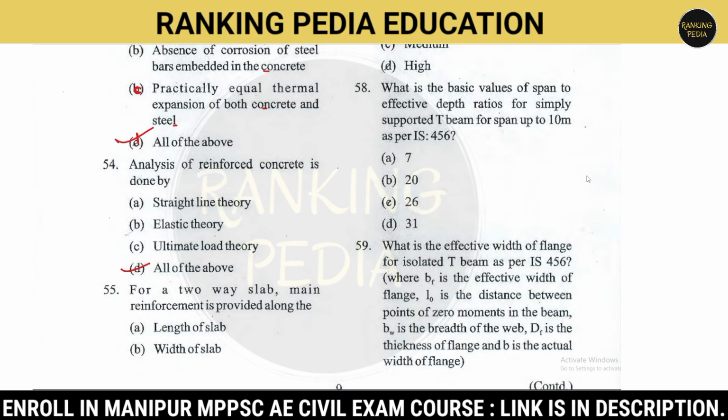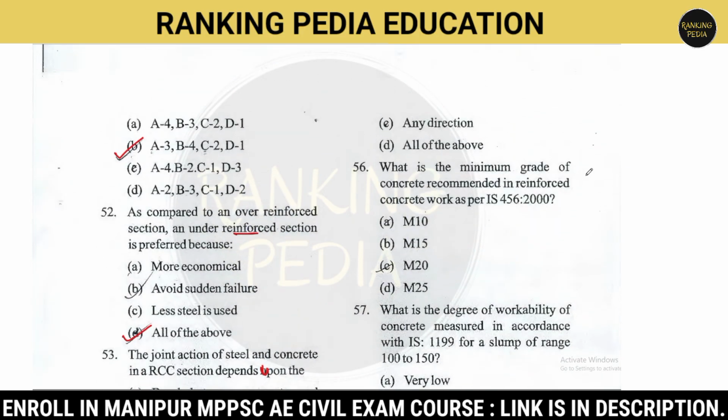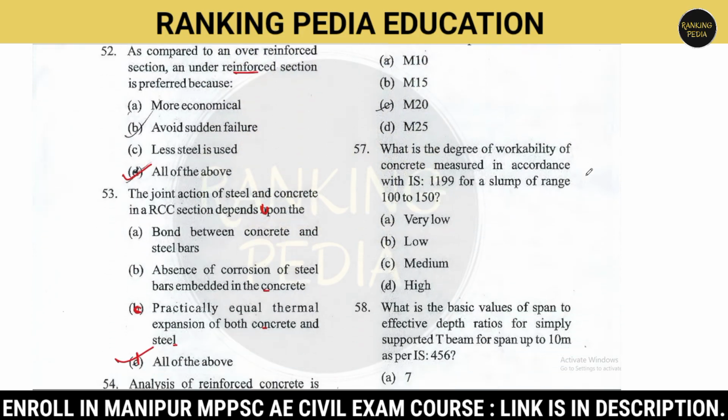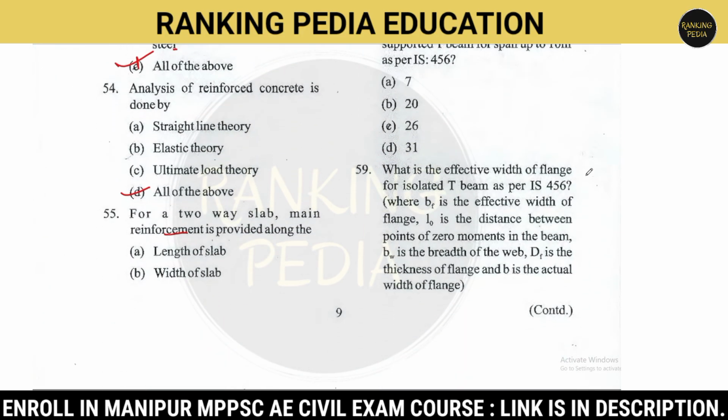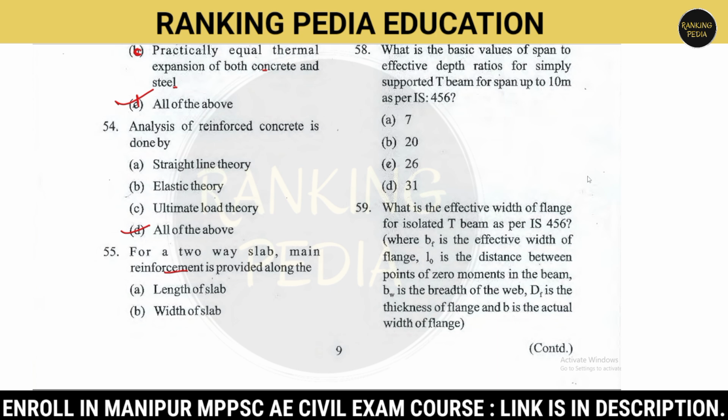Next one is, for a two-way slab, main reinforcement is provided along the... your options are: A, length of a slab; B, width of a slab; C, any direction; and D, all of the above. The question is, for a two-way slab, your main reinforcement is provided along. You have to answer this.